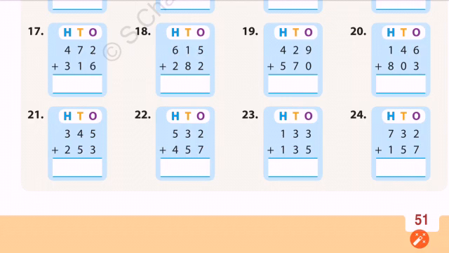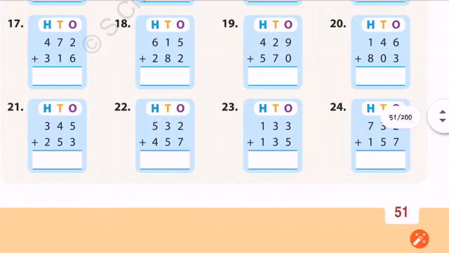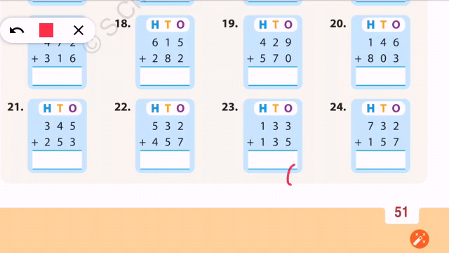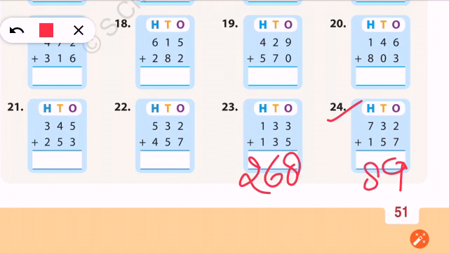Now question 23. See, 3 plus 5 is 8. 3 plus 3 is 6 and 1 plus 1 is 2. Okay. Question 24. 2 plus 7. So yeah, 7 plus 2, 7, 8, 9. The answer is 9. Okay. 3 plus 5. So answer will be 8. And 7 plus 1 is 8. Okay.